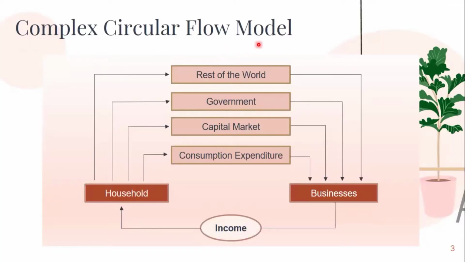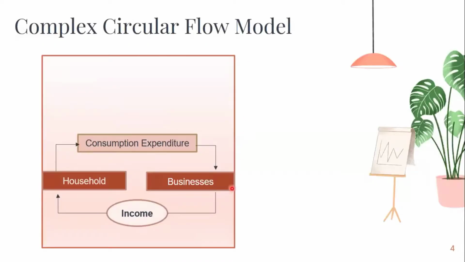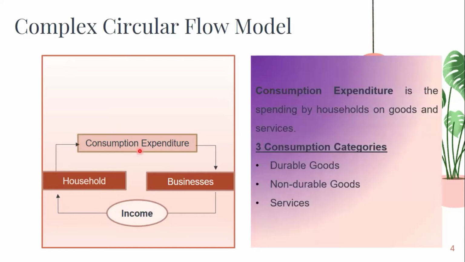To make it easier for us to understand, let us have first the household, businesses, and the consumption expenditure. We all know that businesses provide income into the household. How? It can be that a household has a business itself that provides income, or it can be that the business gave salaries in exchange for the labor or services of the household. After having an income, the household now consumes the money, and that's what we call consumption expenditure. It is the spending by household on goods and services.